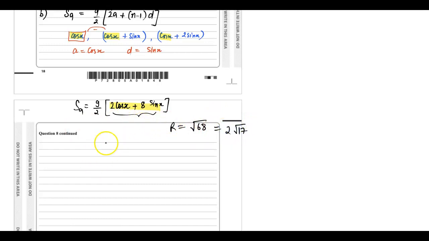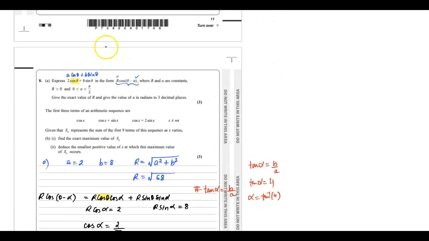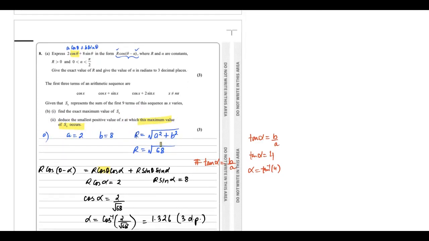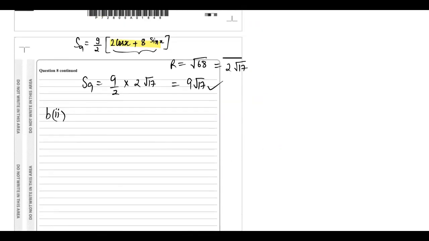If you substitute here, you're going to get S9 to be 9 halves times 2 root 17. That gives you 9 root 17, and that is your answer. Now B(ii). It says to find the smallest possible value of x at which this maximum value of S9 occurs. So we have to find the smallest possible value of x for which this is a maximum.